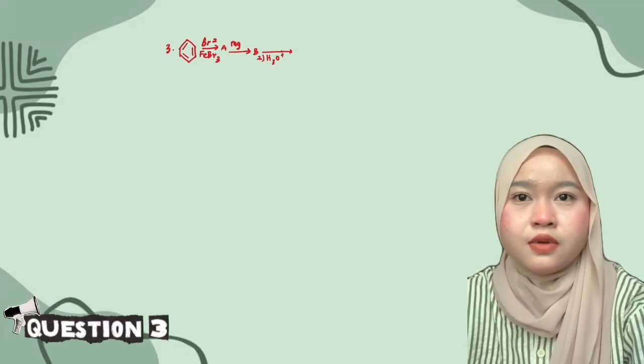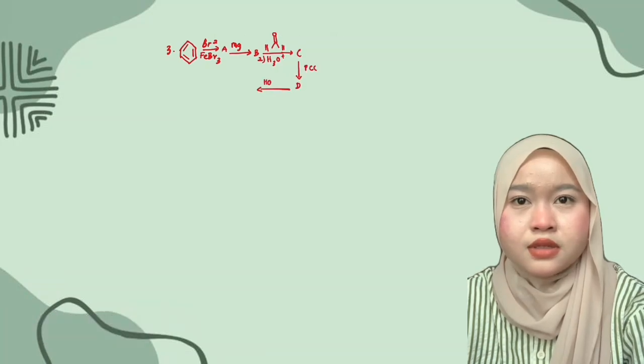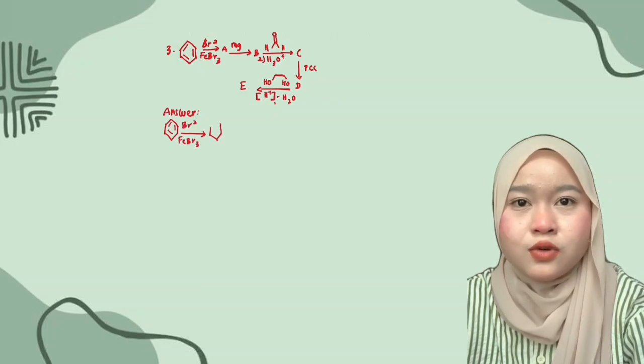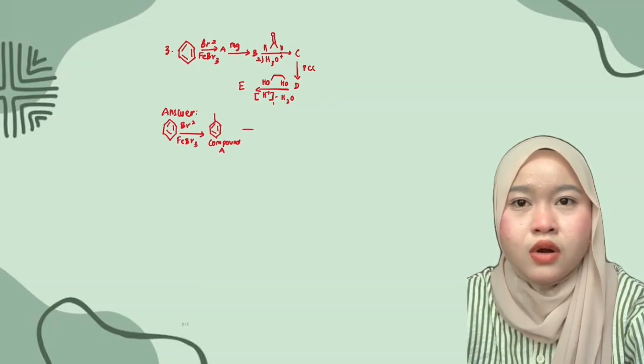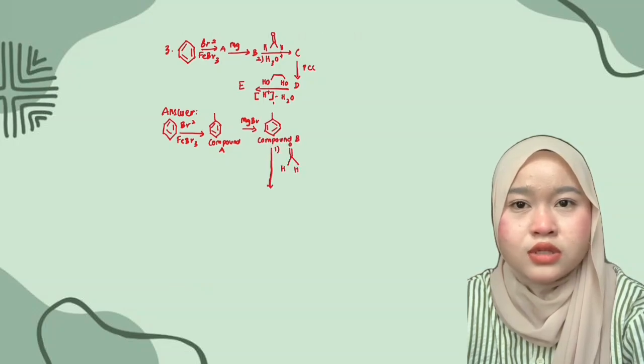Benzene reacts with Br2 and FeBr3 to produce bromobenzene A. Bromobenzene A reacts with Mg to produce the Grignard reagent, phenylmagnesium bromide B. Phenylmagnesium bromide B reacts with formaldehyde, H2CO, followed by H2O to produce benzyl alcohol C.